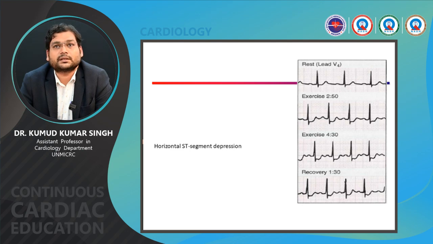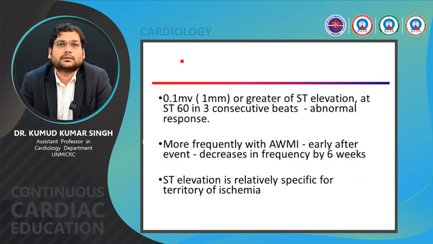Horizontal ST segment depression: we can see in the ECG there is a horizontal ST depression in the exercise phase as well as the recovery phase. ST elevation of 1 mm or greater at ST60 in 3 consecutive beats is considered an abnormal response. Most frequently it is seen in anterior MI and early after the event, and decreases in frequency after 6 weeks.